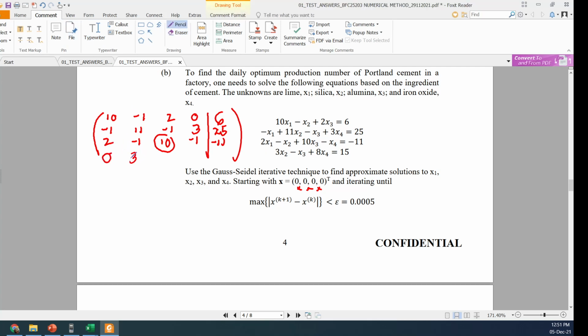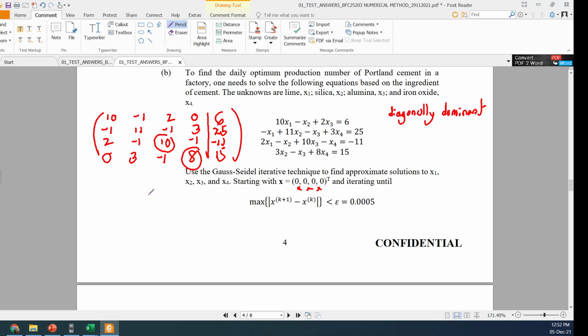0, 3, -1, 8, 15. So again, 8 is dominant compared to, you add up here, 3 plus 1, 4. So this is diagonally dominant. And then one is diagonally dominant.